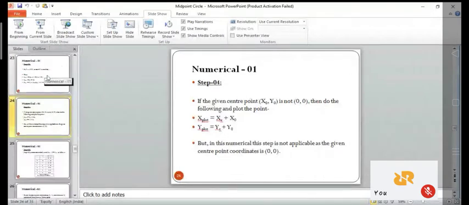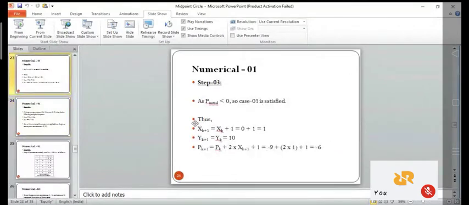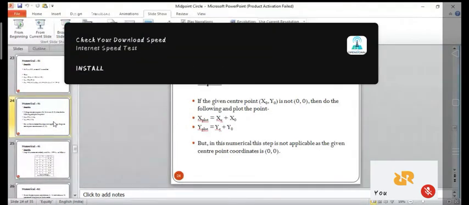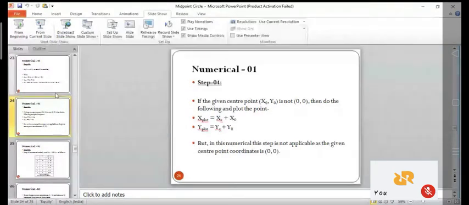Now, this step you are going to repeat till your x value is less than y value. If the x value becomes greater than or equal to y, then that is when you are going to stop it. Then step 4. Step 4 is what?